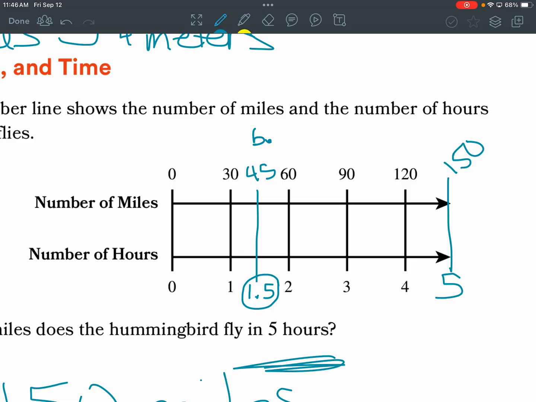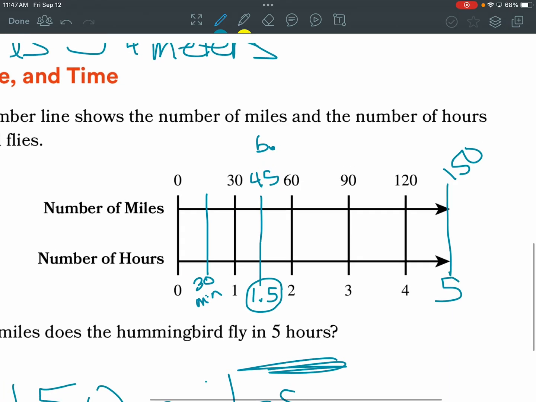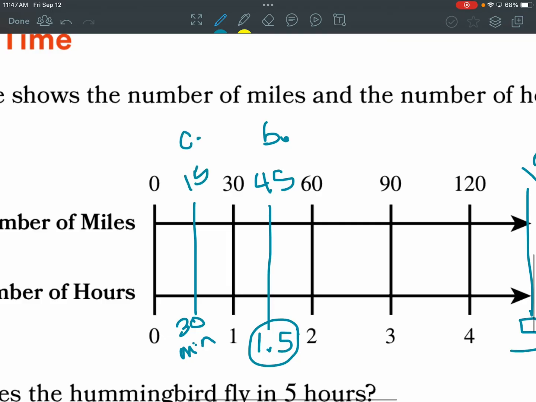Letter C. How many miles in 30 minutes? How many miles? 30 minutes. No. Not one. Quit looking at the numbers. I'm going to read that one more time. How many miles in 30 minutes? Do you see 30 minutes? Do you even see the word minutes? No. You see hours. Where would 30 minutes be located? Between 0 and 1. Okay, so right here would be the 30 minutes, right? So how many miles would that be? 15 miles. This is letter C.